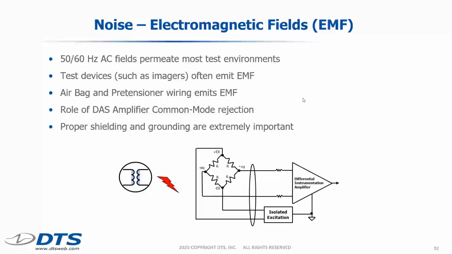Typical electromagnetic fields exist in all test facilities and labs in the world. We have power wiring in the walls, in the ceilings, in the lights. We always have 50 or 60 hertz fields flowing around us. Other test devices like imagers emit electromagnetic fields. In the automotive world, airbags and pretensioners emit electromagnetic fields when they fire. A good data acquisition system has what's called common mode rejection to reject these signals, but that does not replace the need for proper shielding and grounding.